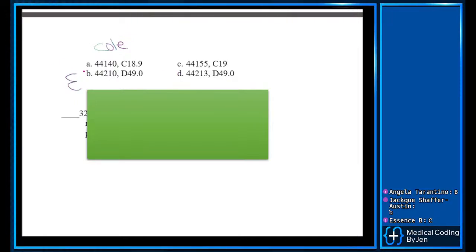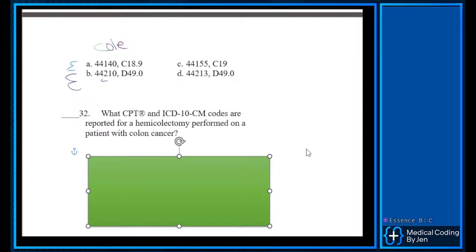The 4140, our blue header, is also under excision. Unhelpful, both headers. But our 442s are under the laparoscopic excisions, where our 441s are under just plain excisions without the scope. Did we use a scope or not? That will be helpful. Which one is hemi?